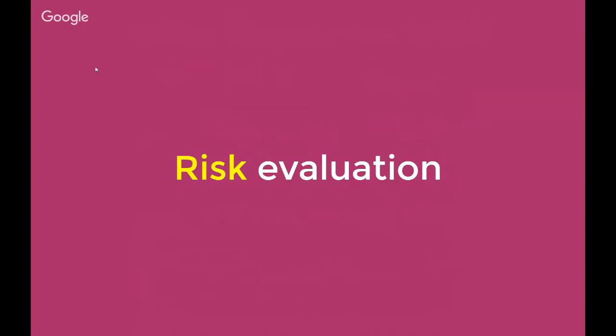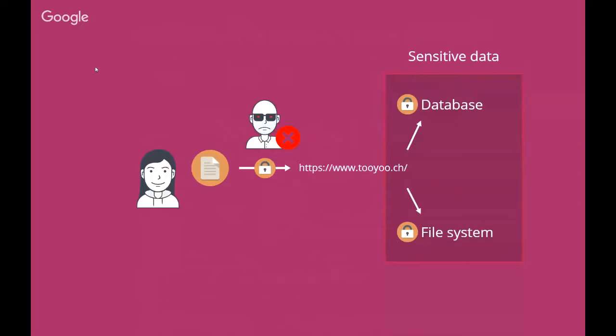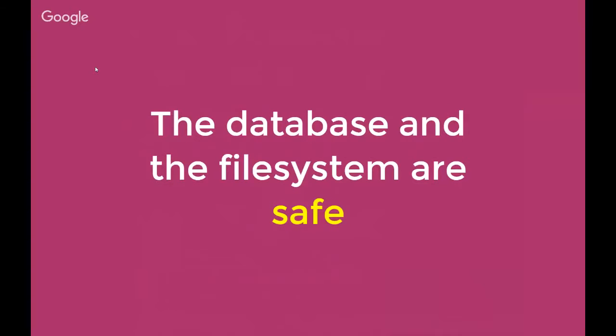So what about risks? Let's get back to the drawing of the big picture. So before, we only had the communication between the client and the server that was secured. Now we also have the database and the file system contents that are secure. So an attacker that gets access to either the database or the file system won't be able to decrypt anything. So both the database and the file system are safe.